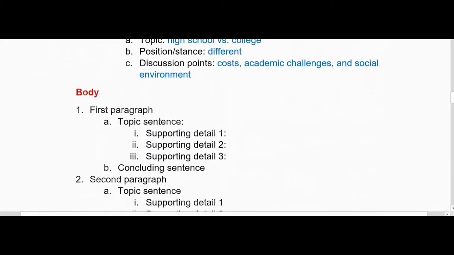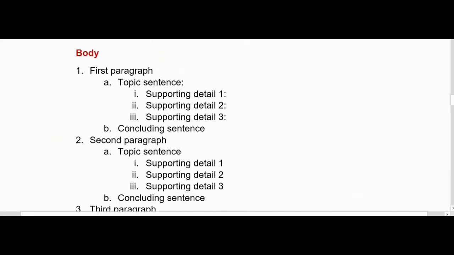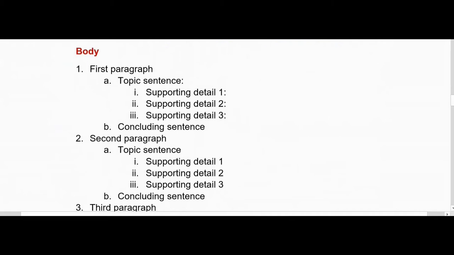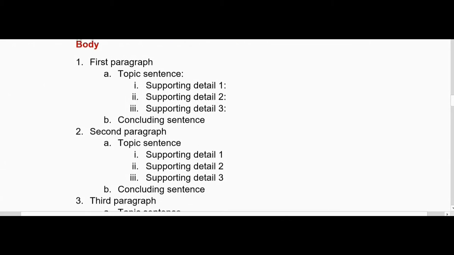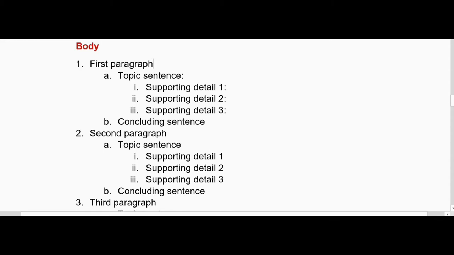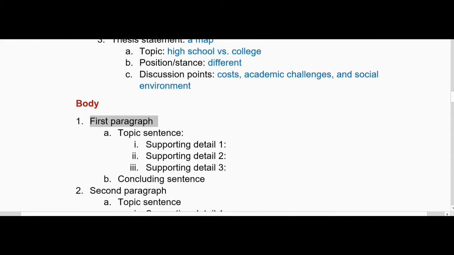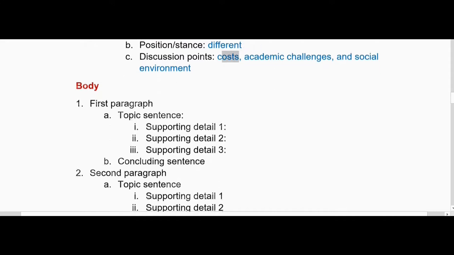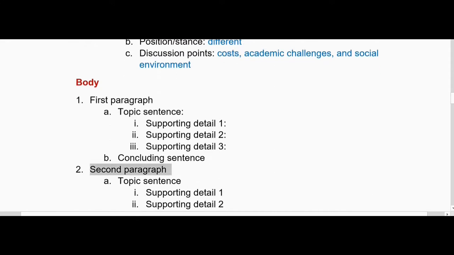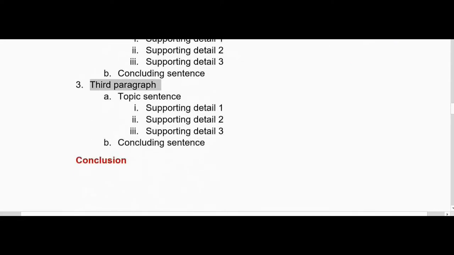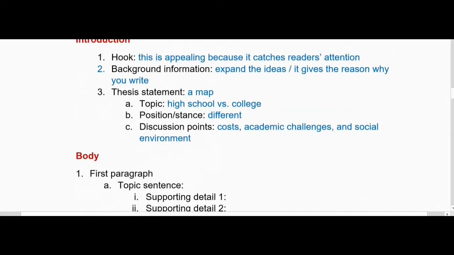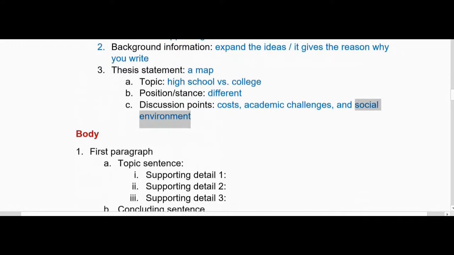Now, the body, the second section. In this one, like in this example, we're going to have 3 body paragraphs, okay? So the first body paragraph is gonna be related to cost. The second body paragraph is gonna be related to academic challenges. And the last body paragraph, which is number 3, is gonna be related to social environment, okay?